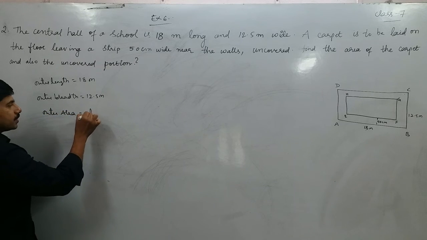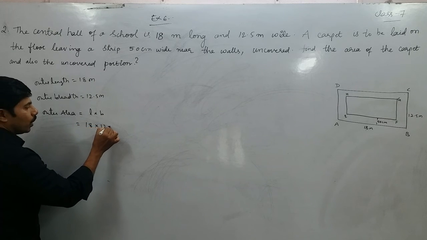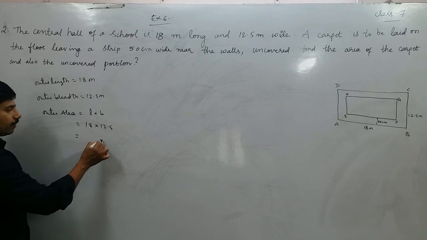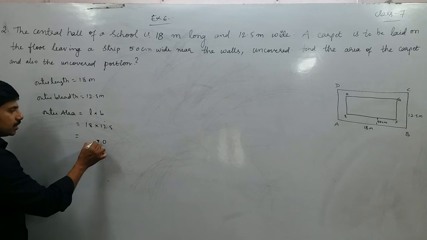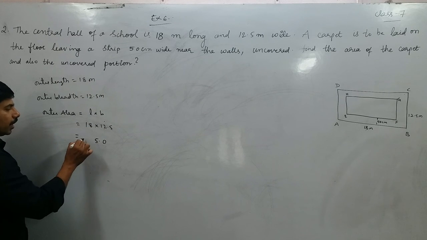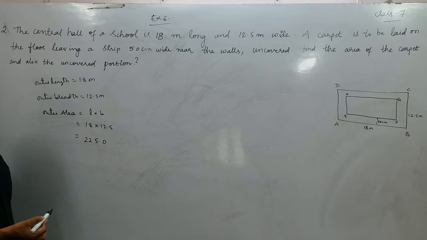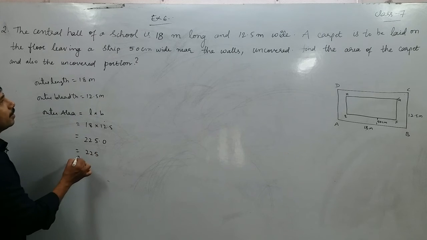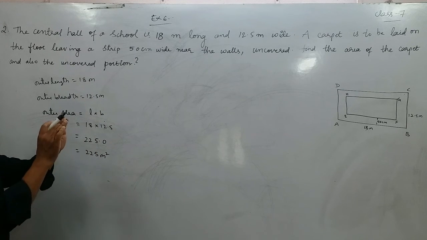Outer area is outer length into outer breadth, that is 18 into 12.5. So how to calculate this 18 into 12.5? We have to multiply. 18 5s are 90, 9 carry. 18 2s are 36. 36 plus 9 is 45, 4 carry, and 22. So 18 into 12.5 is 225.0, that is nothing but 225 meters square. Okay, so this is the area of the hall we got.